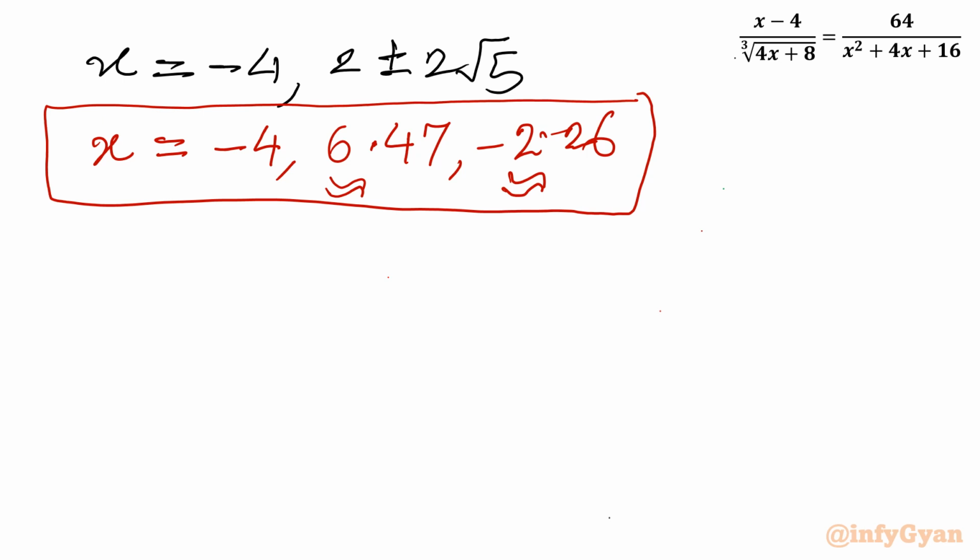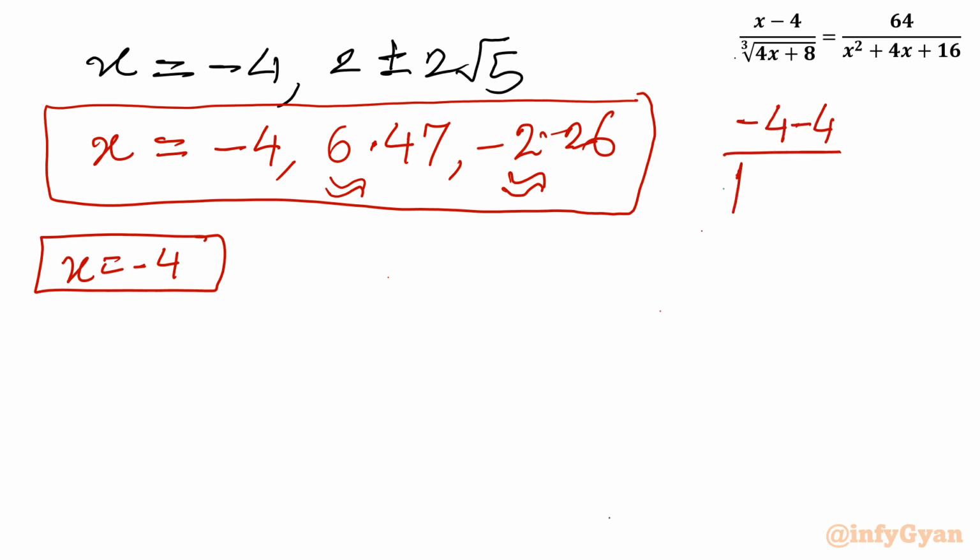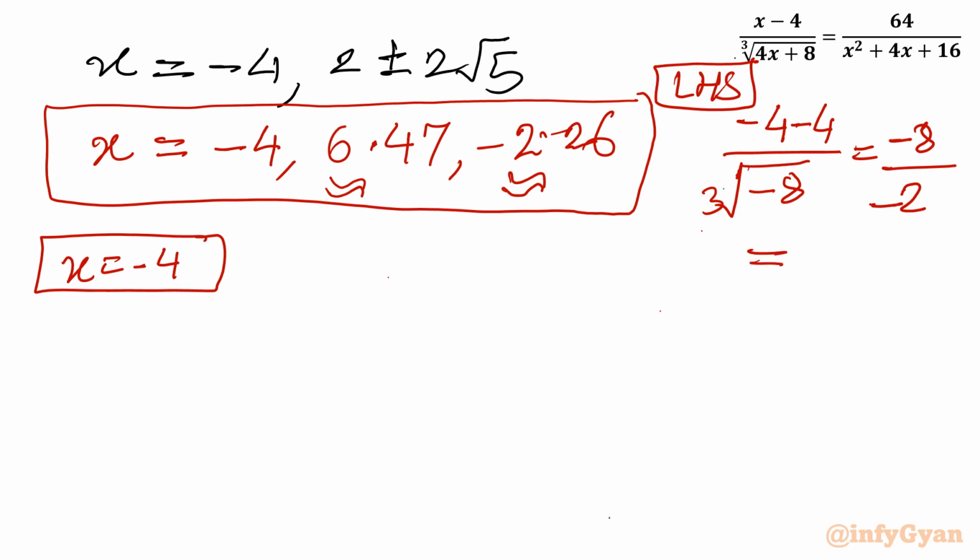If you want to verify, let us verify x equal to minus 4. Okay, let me verify here. x equal to minus 4. So I will write minus 4 over cube root of minus 4 times 4, minus 16, minus 16 plus 8, minus 8. This is our LHS. So this value will be minus 8 over 2 with negative sign. So left hand side is 4.